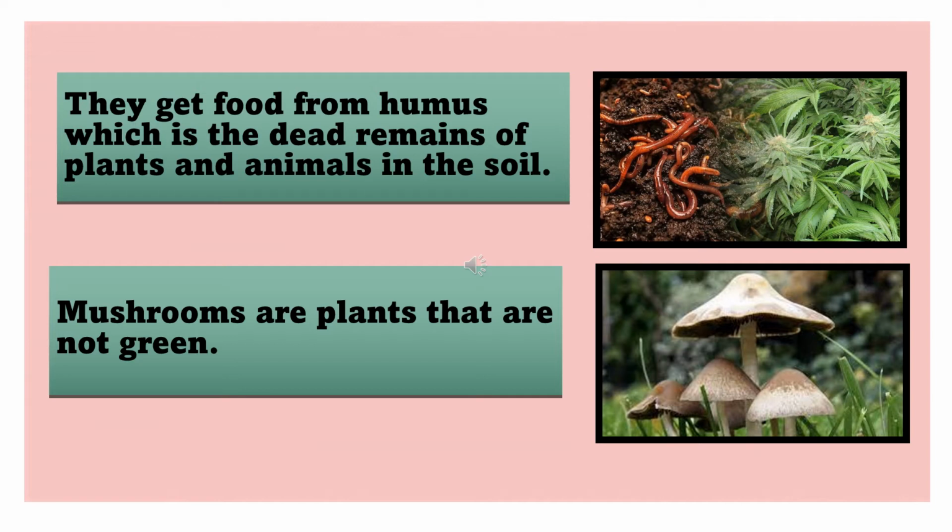And you must know about mushrooms. Mushrooms are plants that are not green. They get food from the humus in the soil. A mushroom has an umbrella-like cap on the top. It has a stem which is called a stipe and spores are made under the cap.